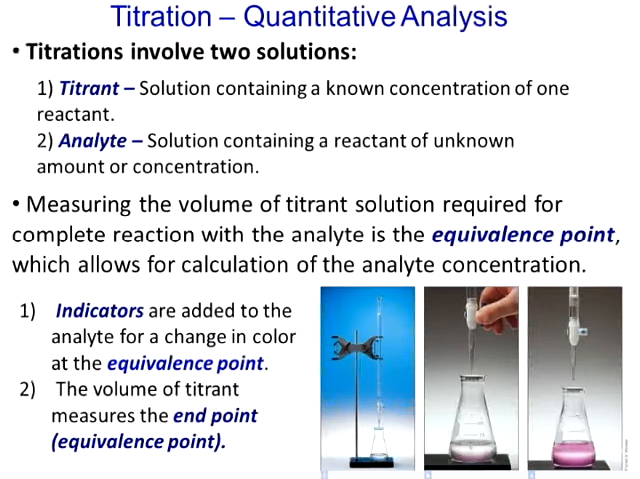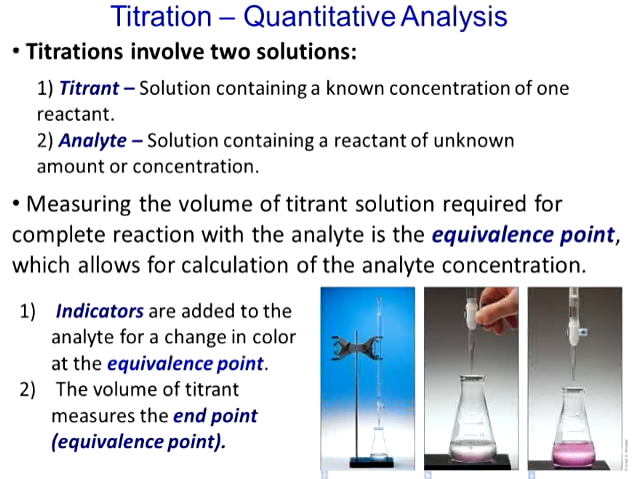That is determined by carrying out the reaction and analyzing the results at what is called the equivalent point. So, measuring the volume of a titrant solution required for complete reaction with the analyte is the equivalent point, which allows for those calculations of the analyte concentration. In the diagram shown here, we show you a burette, which is mounted above an Erlenmeyer flask. In the Erlenmeyer flask is one of the materials, the analyte. In the burette is the other material, the titrant.